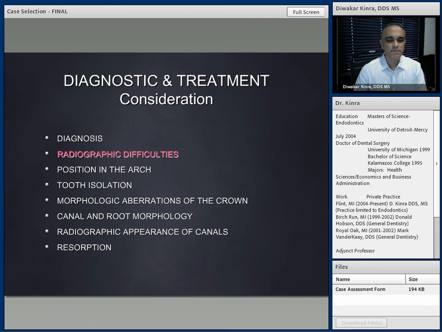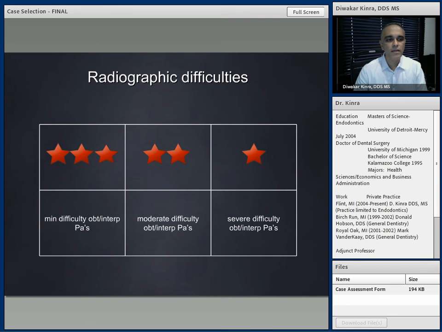Radiographic difficulties. Well, again, I think what I said was during the clinical exam, you're going to need to take radiographs. And many times, our three-star patients are going to have minimal difficulties and the radiographs are easy to interpret. But as cases get more challenging, it can be more difficult to even obtain the radiographs and then interpret them. How do we deal with this?